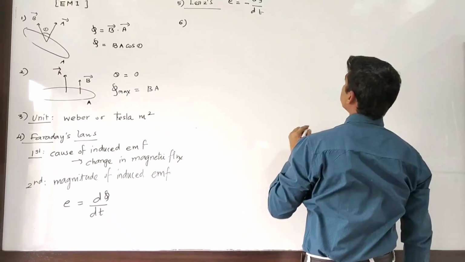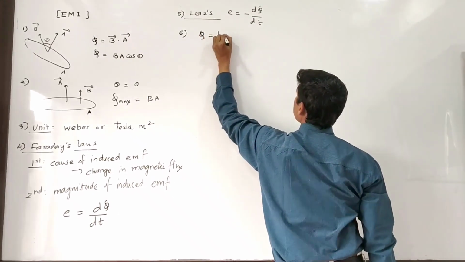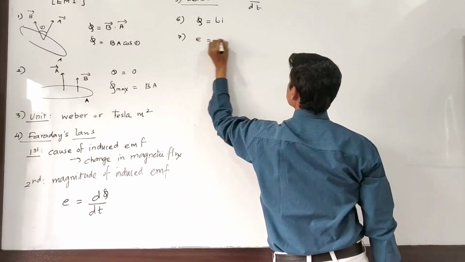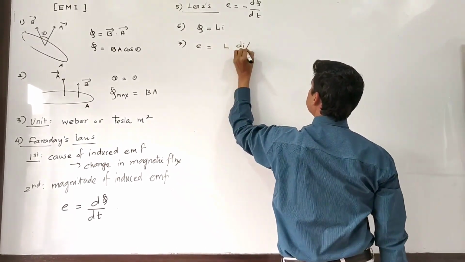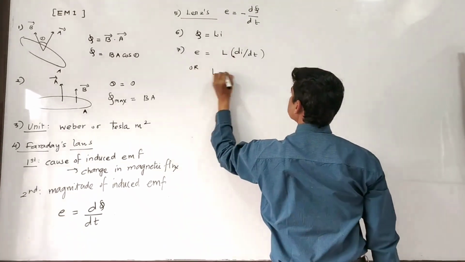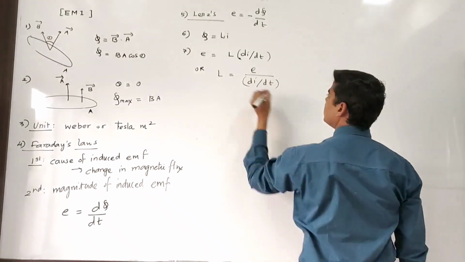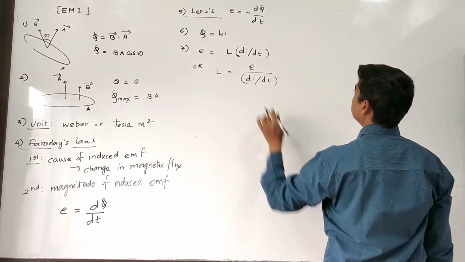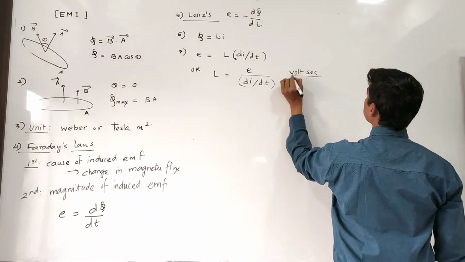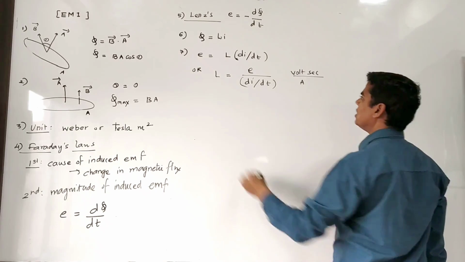Then the next important formula is self-inductance. We have phi is equal to Li. This is self-inductance L. Also, E equals to L di by dt. This is very important formula. Or we can also write L is equal to E upon di by dt. This is formula for self-inductance of an inductor coil. Its unit is volt second per ampere. SI unit of self-inductance, and same for the mutual inductance.